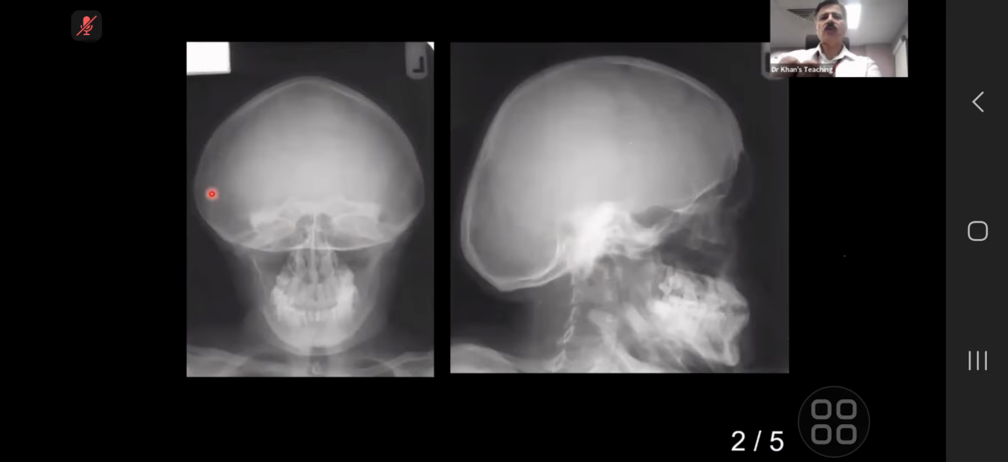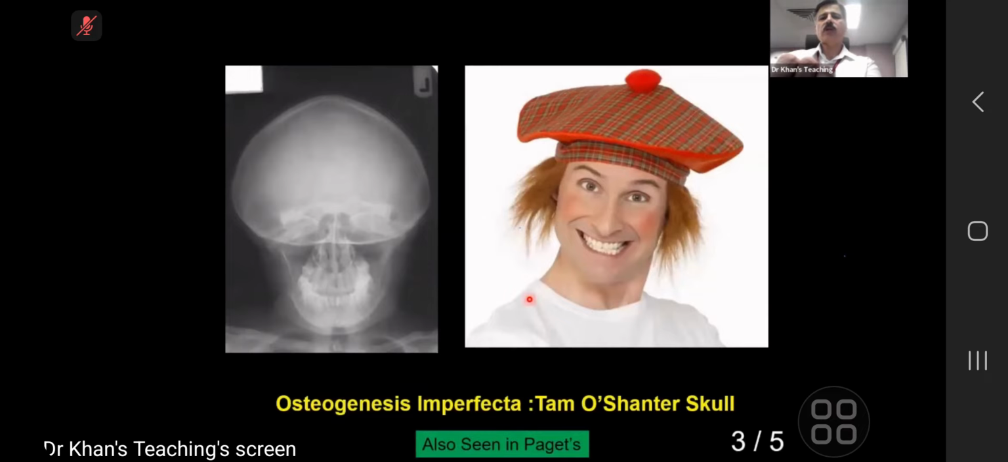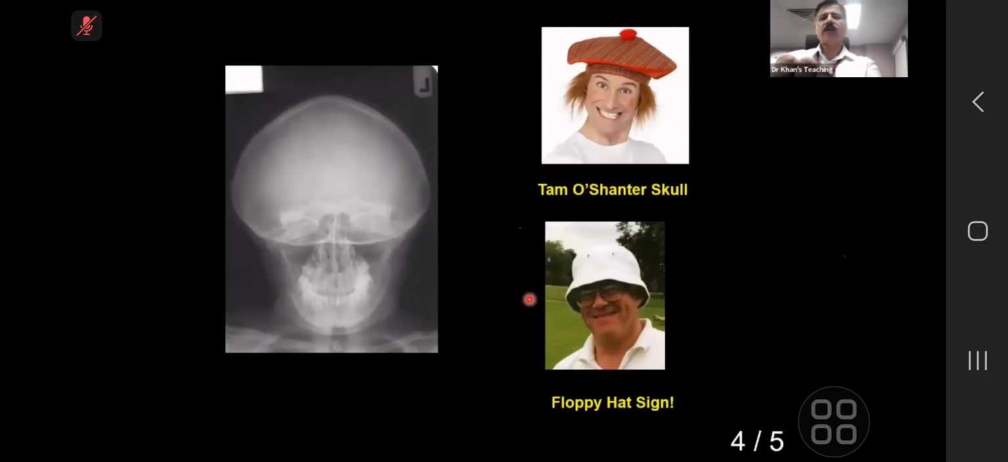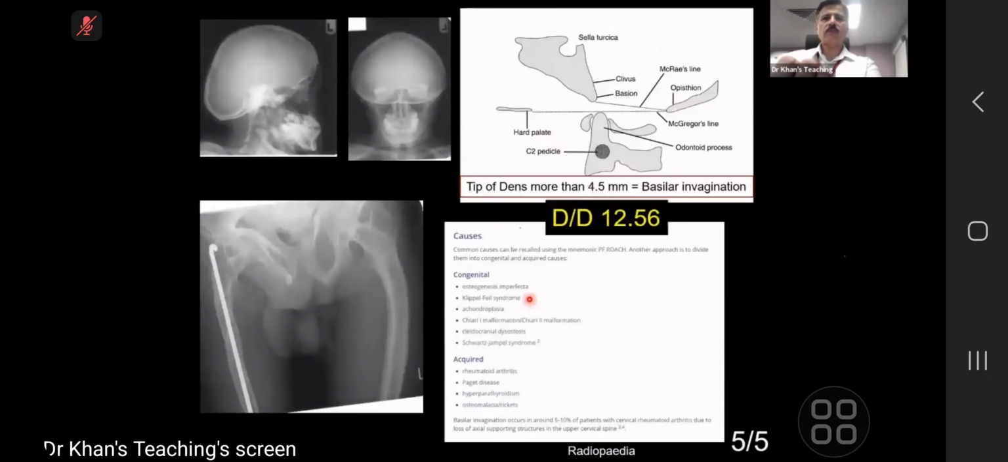So this bulges out the temporal bone and the occipital bone, giving you this Tam o' Shanter skull or a floppy hat sign, whatever you want to call it.